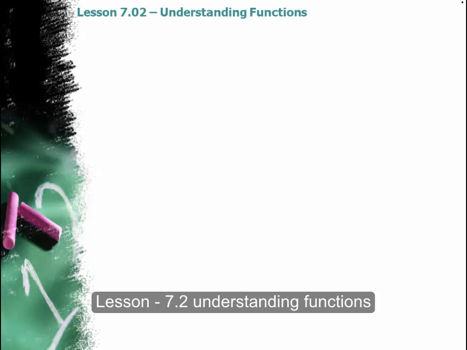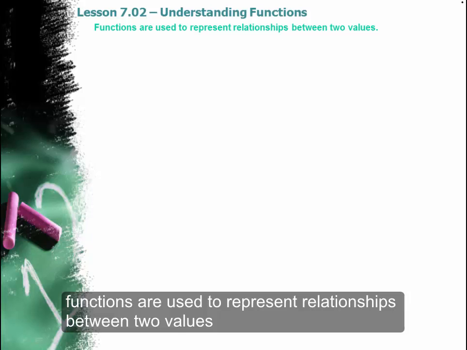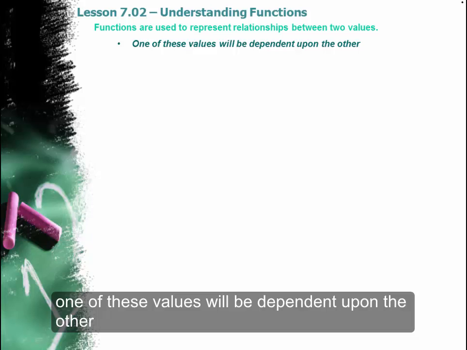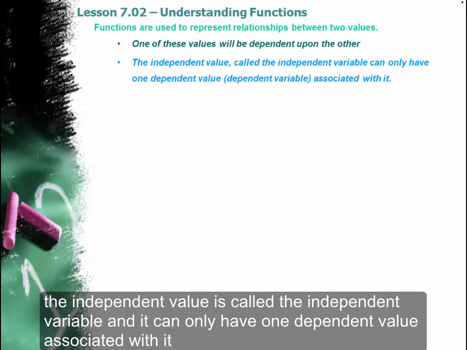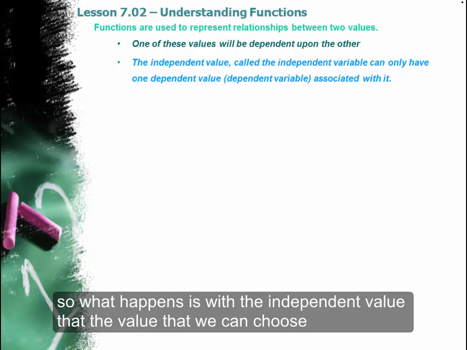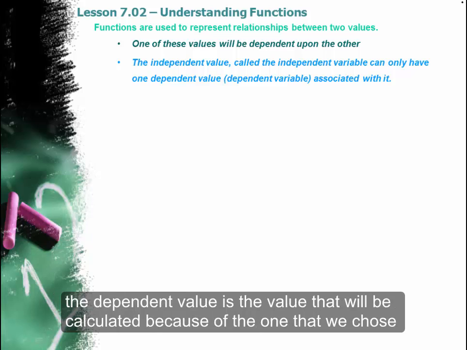Lesson 7.2, Understanding Functions. Functions are used to represent relationships between two values. One of these values will be dependent upon the other. The independent value is called the independent variable, and it can only have one dependent value associated with it. So what happens is, with the independent value, that's the value that we can choose. The dependent value is the value that will be calculated because of the one that we chose.